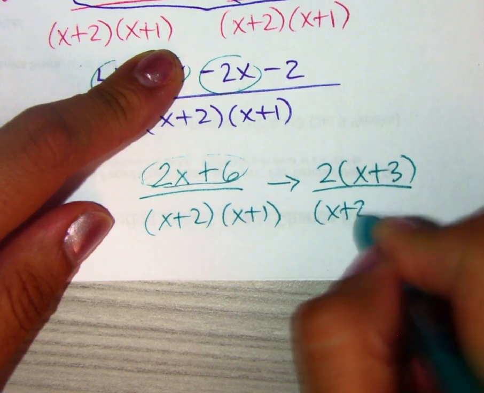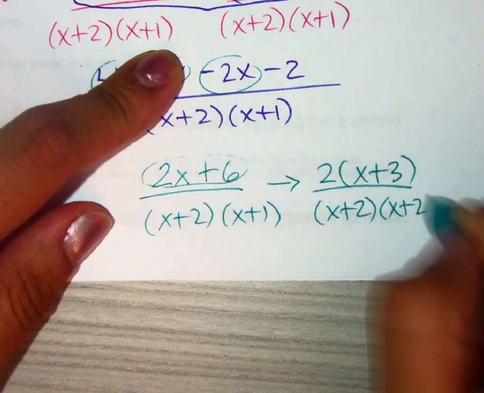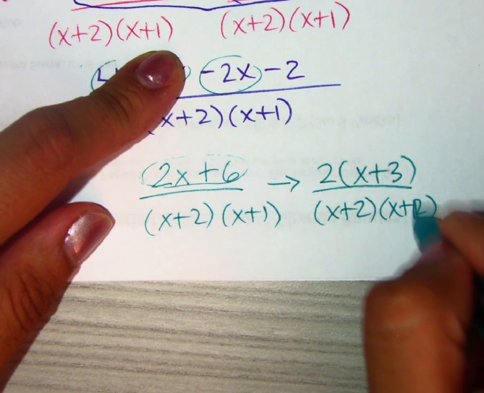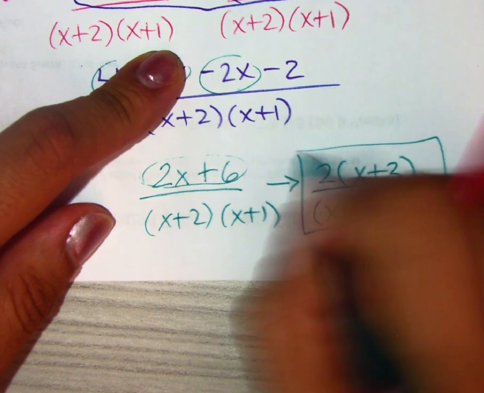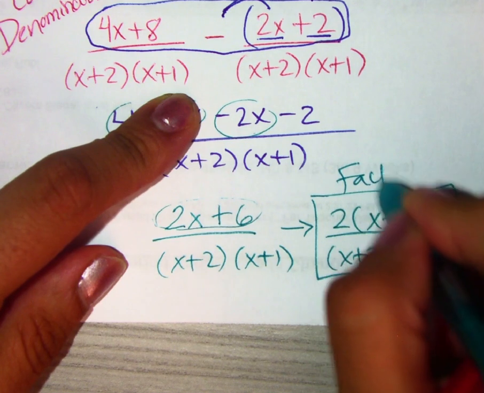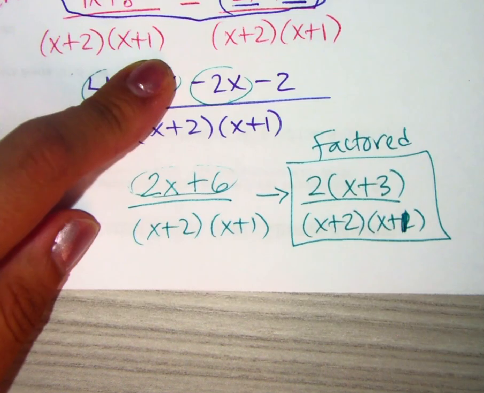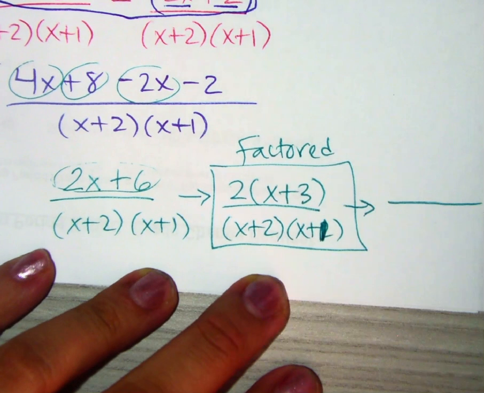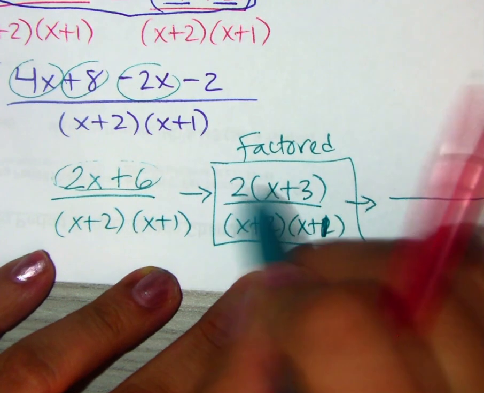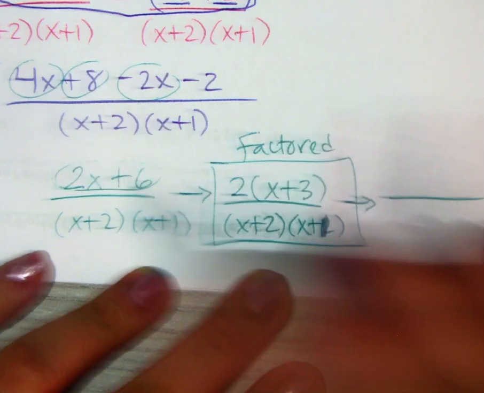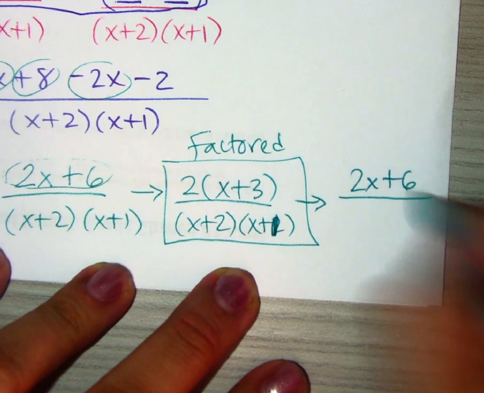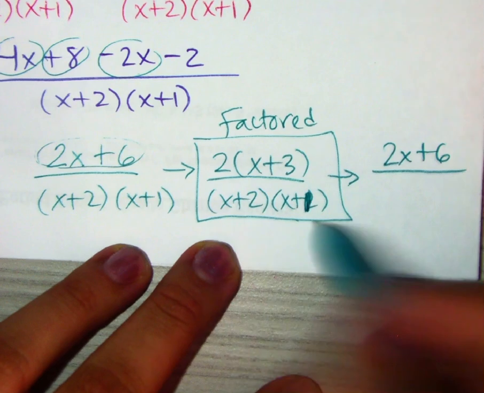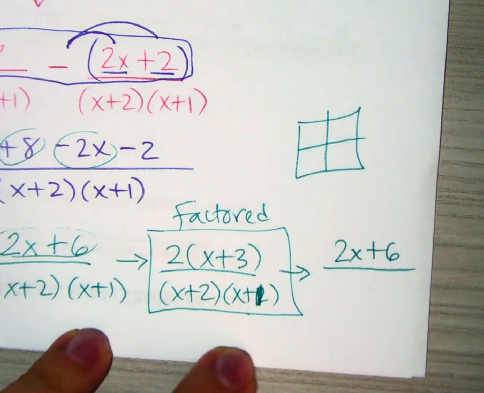And it ends up in these two factors of 2 times x plus 3 over x plus 2 and x plus 1. So these are the factors. This is the factored form. If we want this in a simplified form or standard form, we multiply them. So 2 times x and 2 times 3 gives you what you had, which is 2x plus 6. And this binomial of x plus 2 and x plus 1, we do need to multiply.